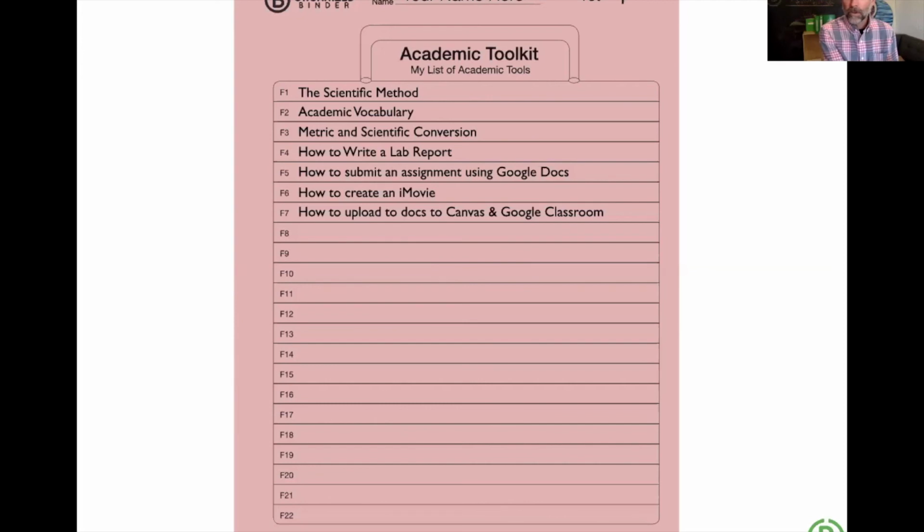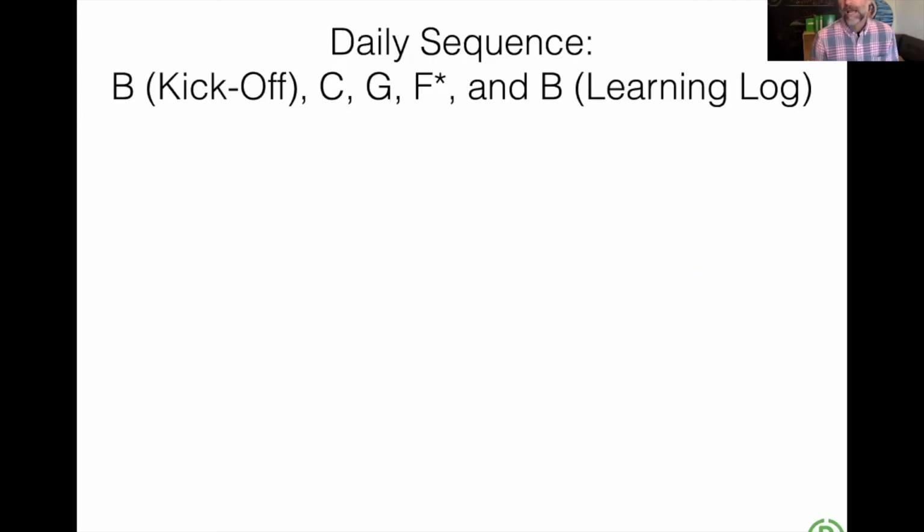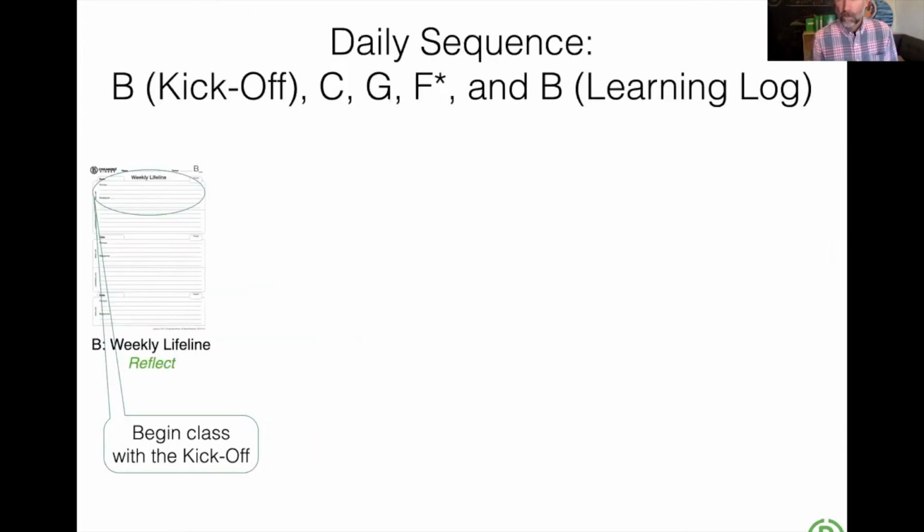It's that important. If I'm in a science class, like for me, we're always going to be talking about and creating hypotheses. You need your Cornell notes on the scientific method so you can reference it. So that's the idea of the toolkit.